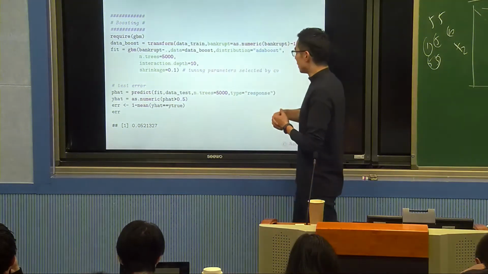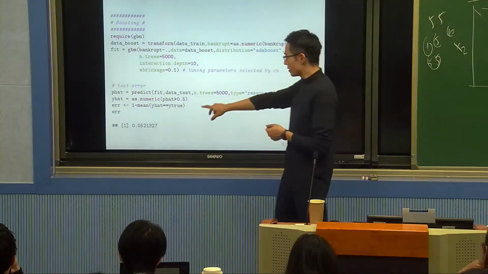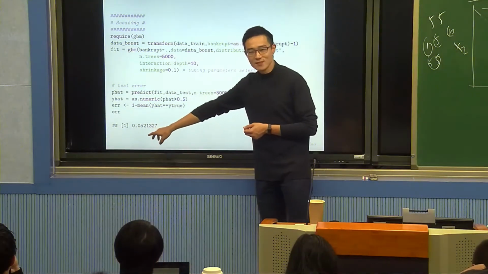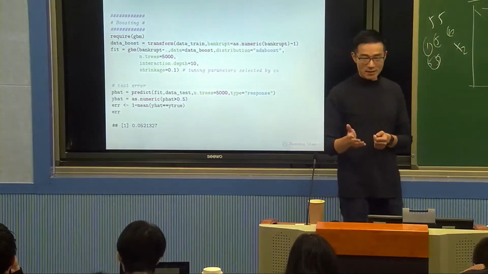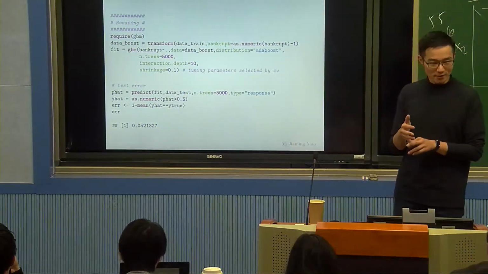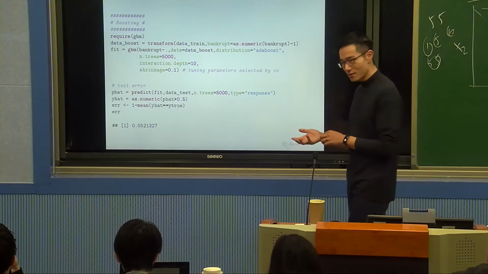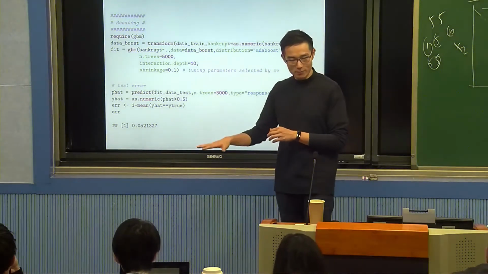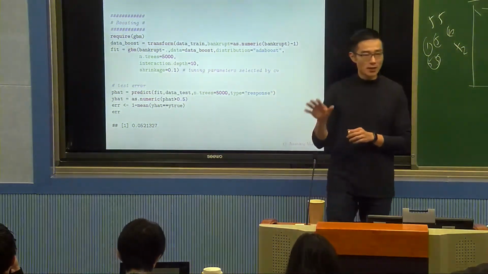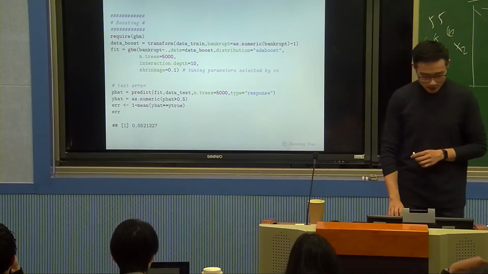If I do that, the test error is 5%. So it turns out that 5% is as best as I can do using tree-based methods. Maybe there are some other methods. I'm sure the other methods can go down even more, but 5% is the best we can do using tree-based.